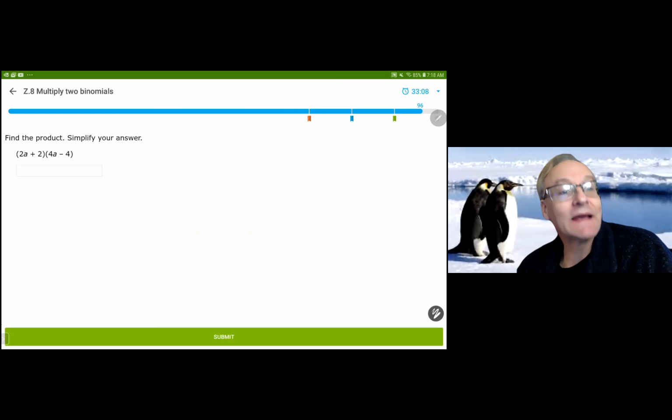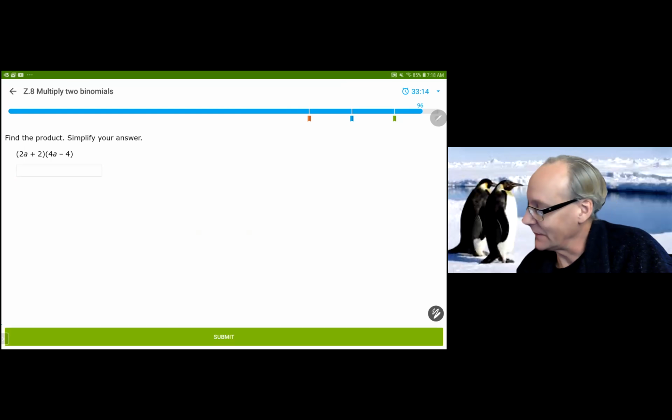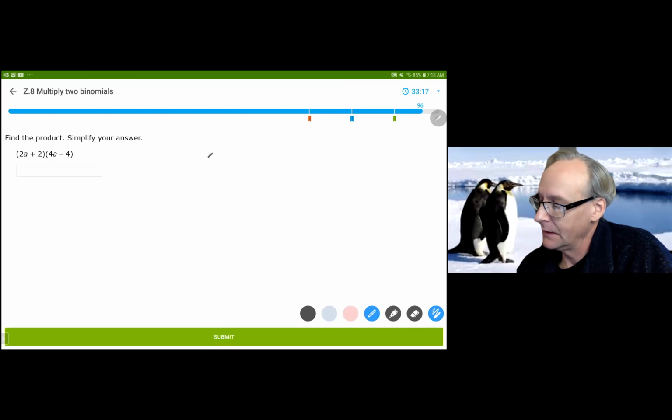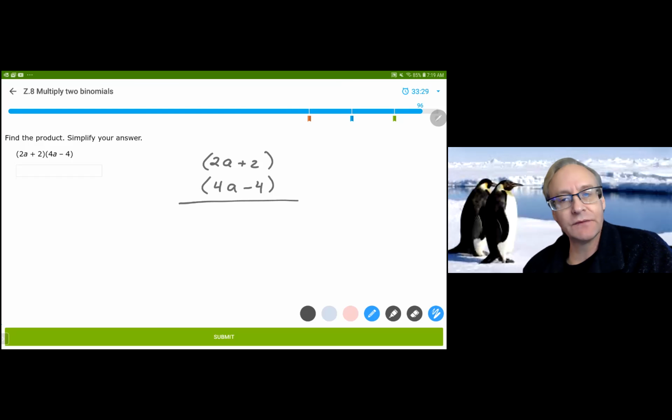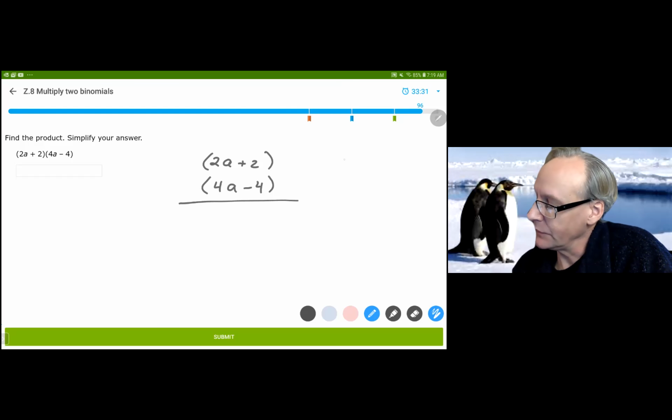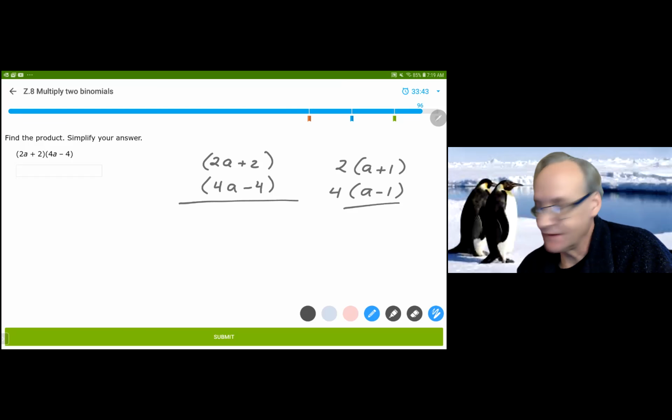Okay, this is the one I like because look what we got. We have a 0 in our middle term. I meant to write this one out, so I'm going to write it out the first time. So we've got 2a plus 2, and we're multiplying that by 4a minus 4. And this doesn't look like a difference of squares, but what I want you to recognize is that we really have 2 times a plus 1, and this is 4 times a minus 1. You see, there's our difference of squares. That's the a squared minus 1. Anyway, here we go. 2a times 4a is 8a squared.